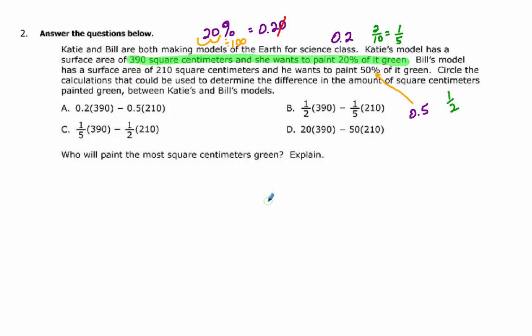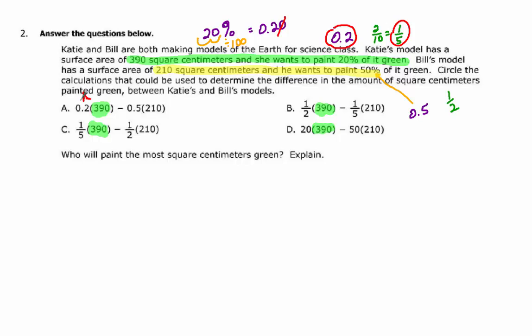For Bill's model, he has a surface area of 210 square centimeters, and he wants to paint 50% of it green. He wants to change 50%. So we start matching those up. I'm going to do it a little differently than I did last time. The 390. So there's the 390. And there's the 390. And there's the 390. Let's see how many places that 390 matches up with either 0.2 or with 1/5.